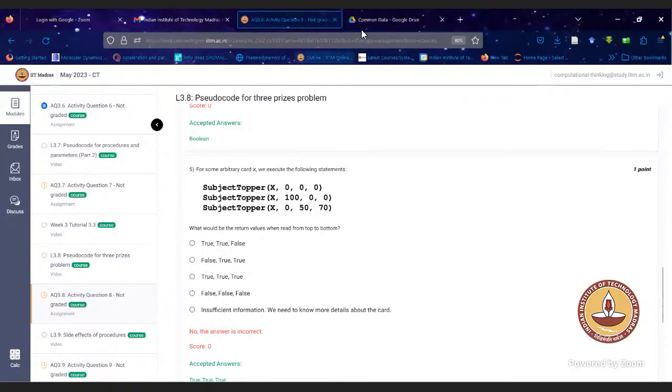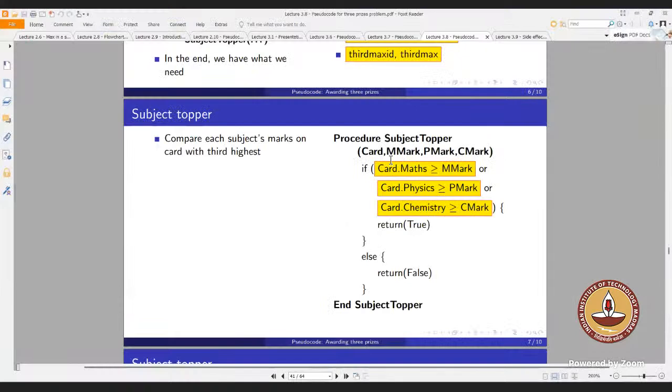I don't understand, sir. See, what you're passing is the card information, and you're sending it with the third highest mark. So these are all third highest marks, right? What if my third highest marks are 0, 0, 0? In the card, suppose I have marks 0 or more than 0, right? So if a card has marks 0 or more than 0, this condition will turn true, right?